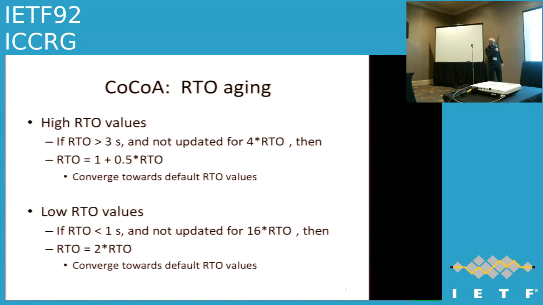And the third component in COCO is an RTO aging mechanism. When the RTO has a high value greater than 3 seconds and it has not been updated for a while, meaning more than 4 times the current RTO value, then this formula here is applied in order to decay the RTO towards the default values. This is done because, of course, network conditions may change from time to time. On the other hand, when the RTO has a low value, lower than 1 second, and has not been updated for 16 times its current value, then we double the value of this RTO. So the idea is also to make the RTO value converge towards the default values.